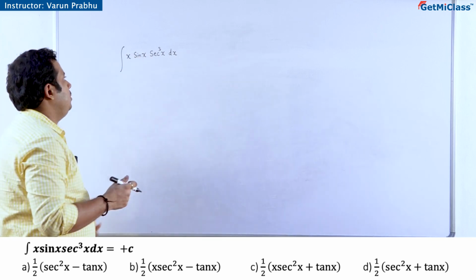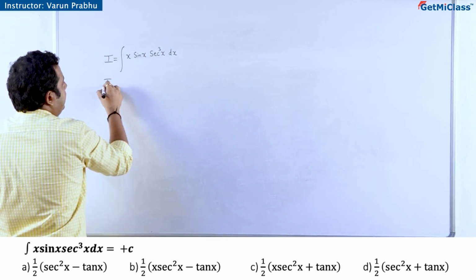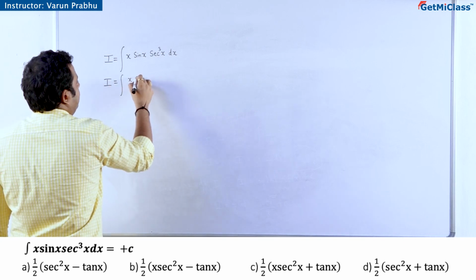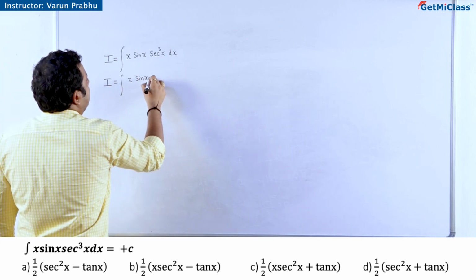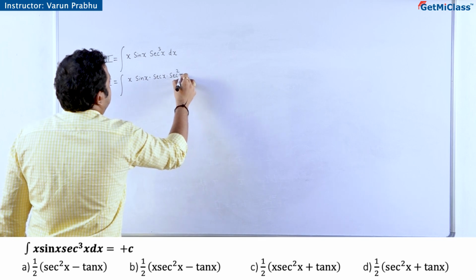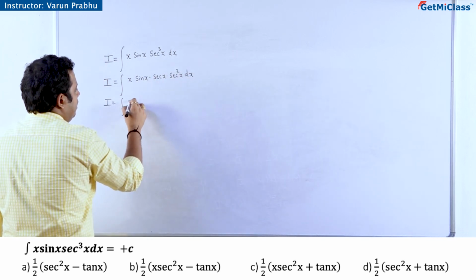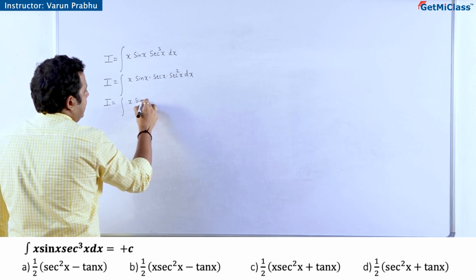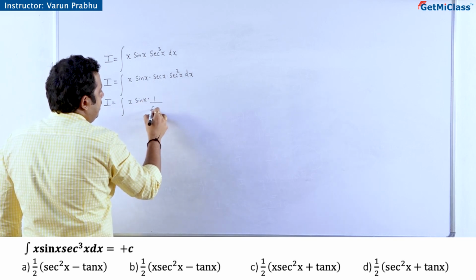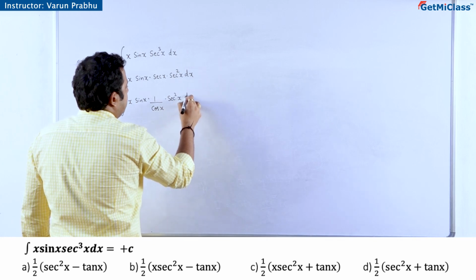If you look at this question, it is asking what is the integral here. Is it okay? So the integral I will be equal to x into sin x, I'll write like this, into secant x into secant squared x. So I is equal to the integral of x into sin x, and that secant x can be written as 1 by cos x, into secant squared x times dx.